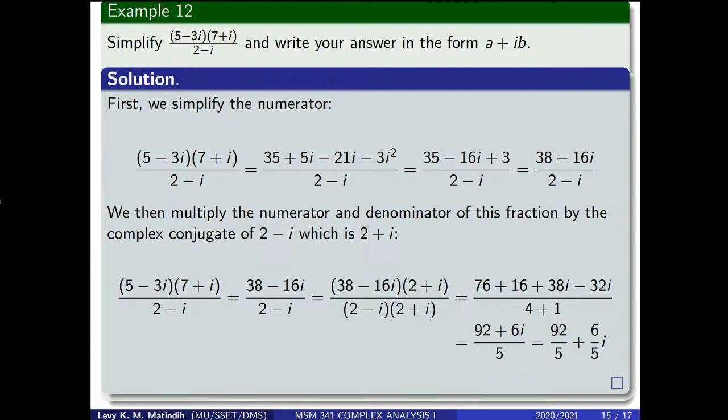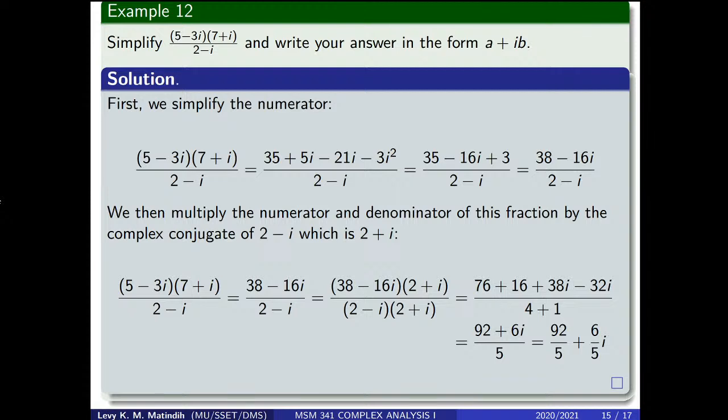Now I've not dealt with the denominator. We've just let the denominator be the way it is. After reaching this level, you're able to see that the denominator is in standard form, and the numerator also is in standard form. From this, you now multiply both the numerator and the denominator by the complex conjugate of the denominator, which is 2 plus i.